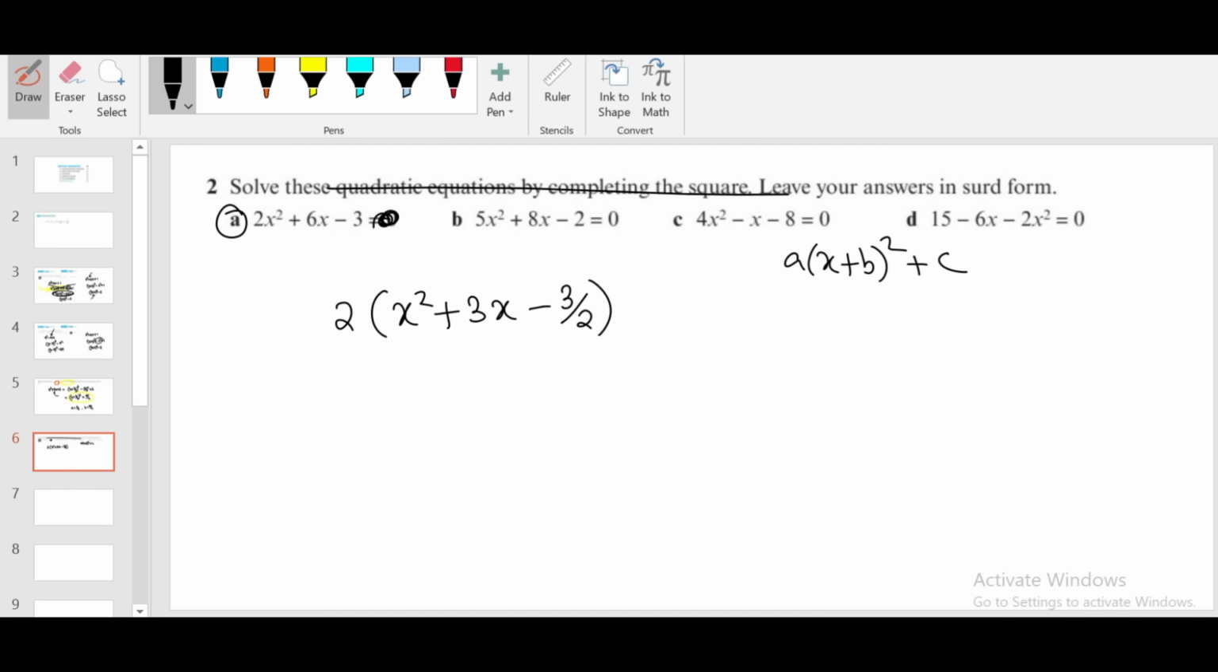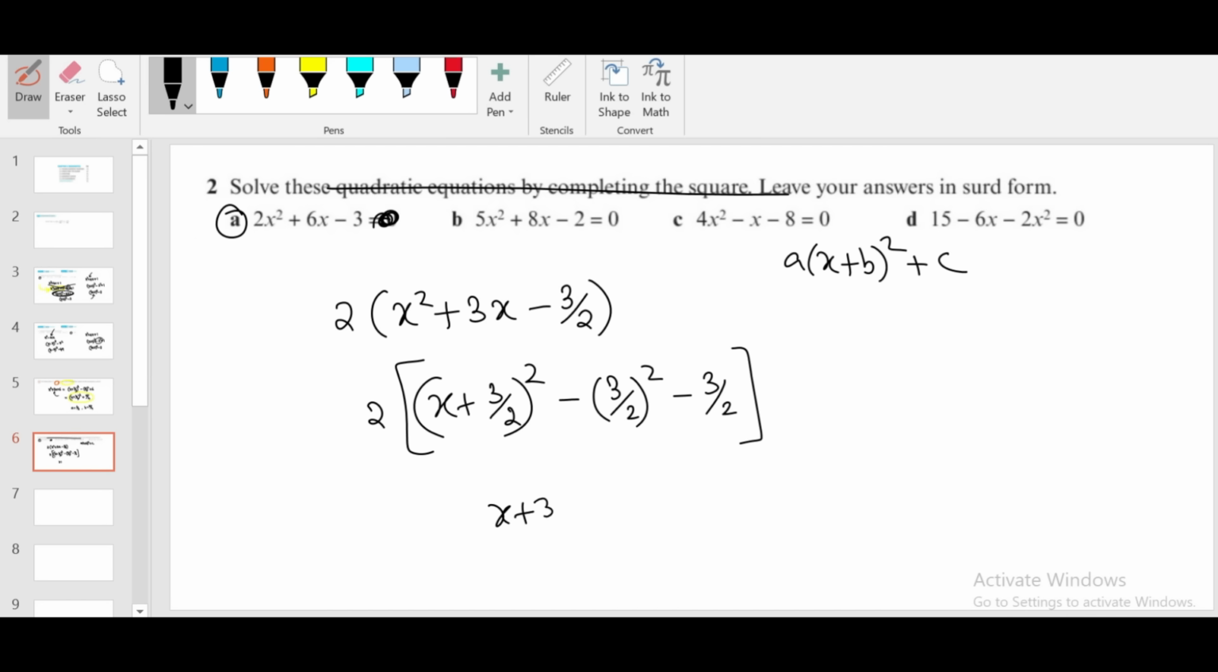Okay. So don't put equal to 0. Now, first take out the number, the coefficient of x square out and check whether it's type 1 or type 2. Just apply the method you learned. This is type 2 because coefficient of x is 3. So it's x plus 3 over 2 whole square minus 3 over 2 square. And then you already have another 3 over 2 and you have a 2 outside. So it's going to be x plus 3 over 2 whole square.